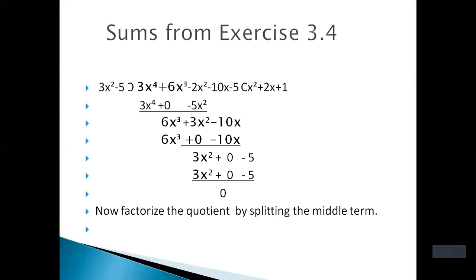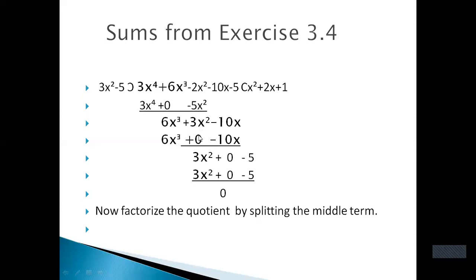Now to get 6x cube, 3x square you have to multiply with 2x. Then 2x into 3x square is 6x cube. Then 2x into 5 is minus 10x. You didn't get any x square term here, that's why in the product you write a 0 here. Now this plus 6x cube and this plus 6x cube changes to minus 6x cube. So this complete value is 0.